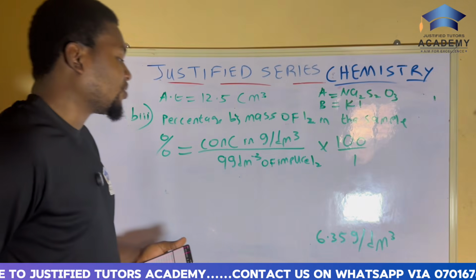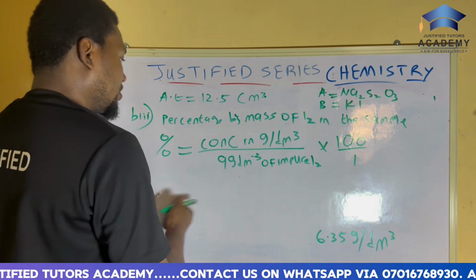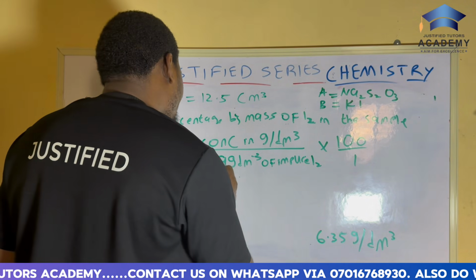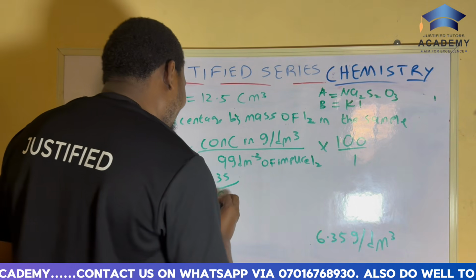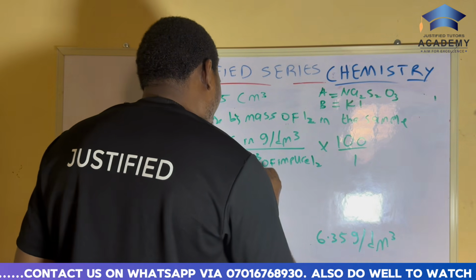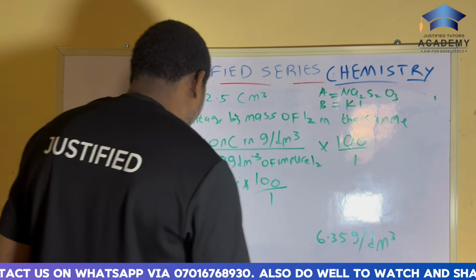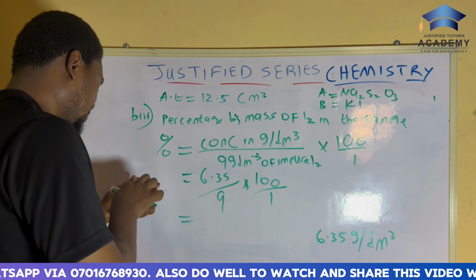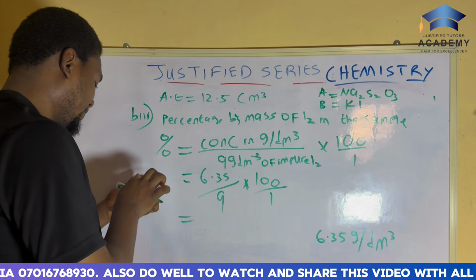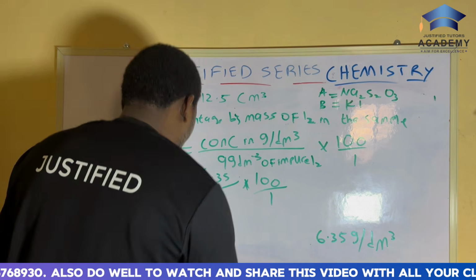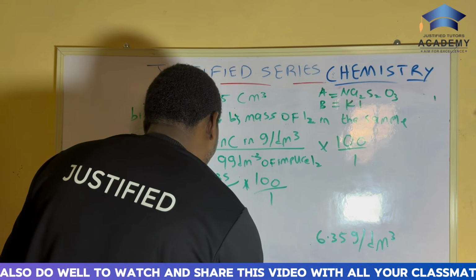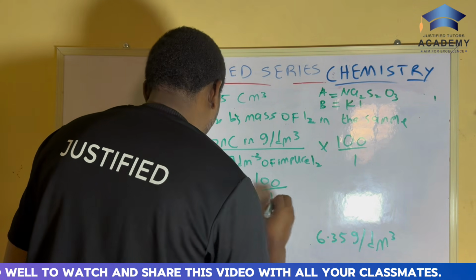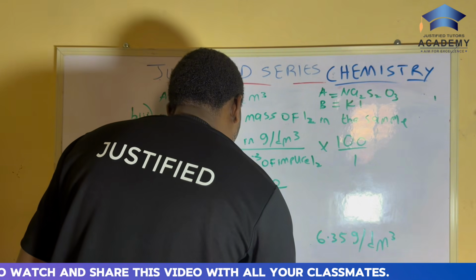So now putting it in this formula, it becomes 6.35 over 9 times 100 over 1. What do we have? 6.35 divided by 9 times 100. It becomes 70.55555, so I will say 70.56%.